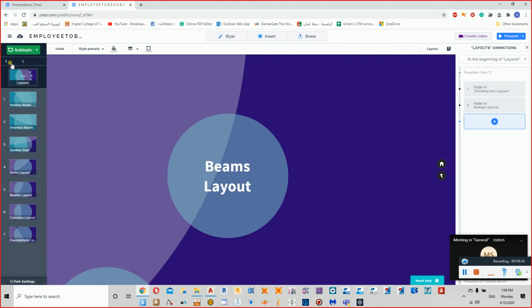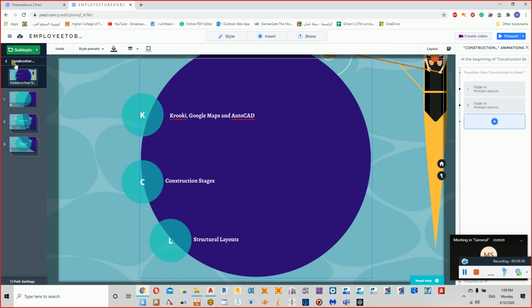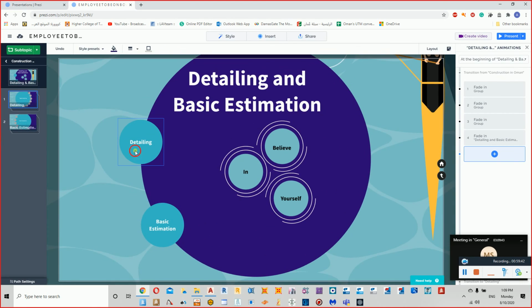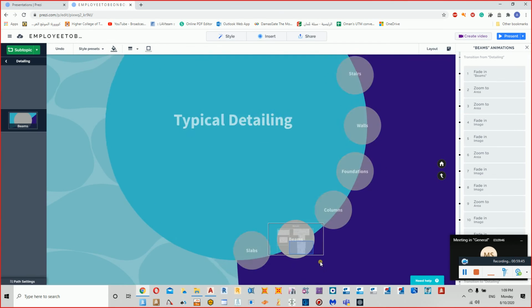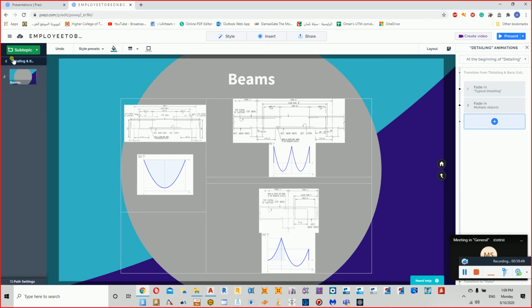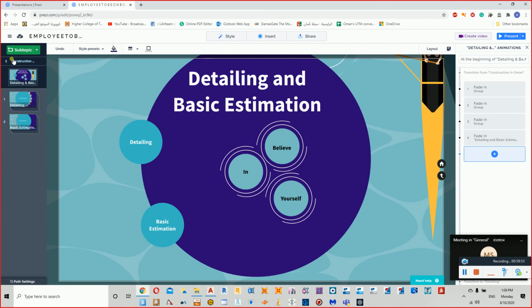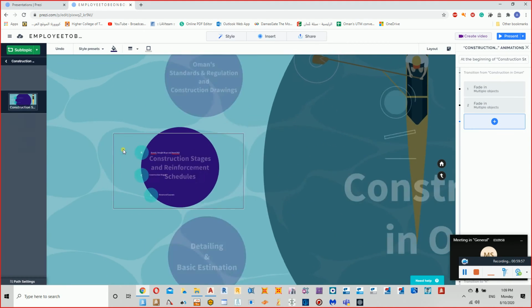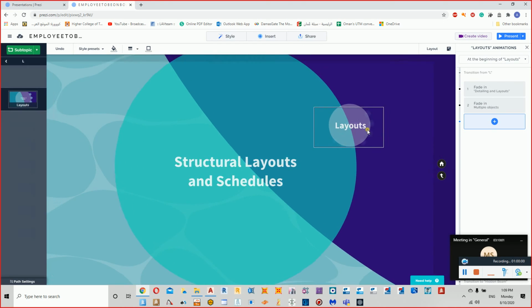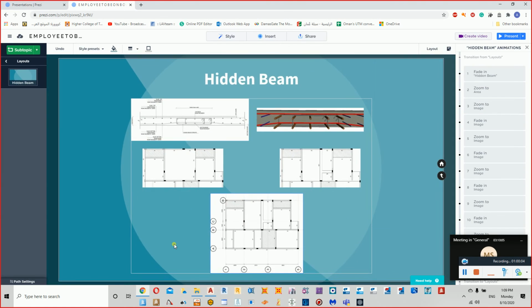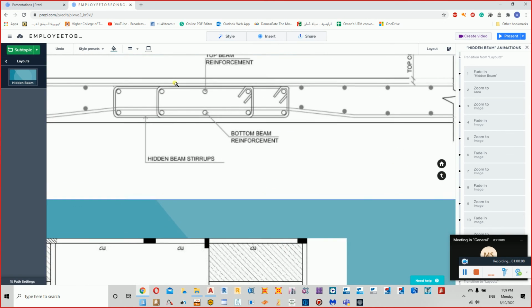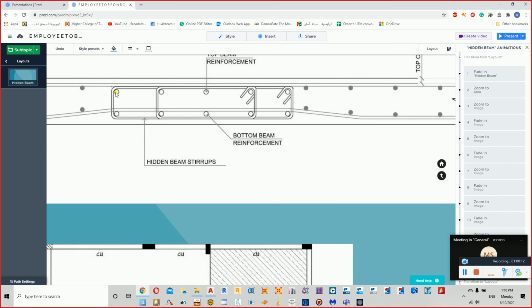Okay, so if we go back to the detailing for the beams, it's not shown here. Let me take you to the hidden beam. Okay, now if you go to this hidden beam, how many links are there? There are two links, right? You can see that this is the first link and this is the second link, but it's not done in this way. What we normally do, we normally have one link, where two legs are there.